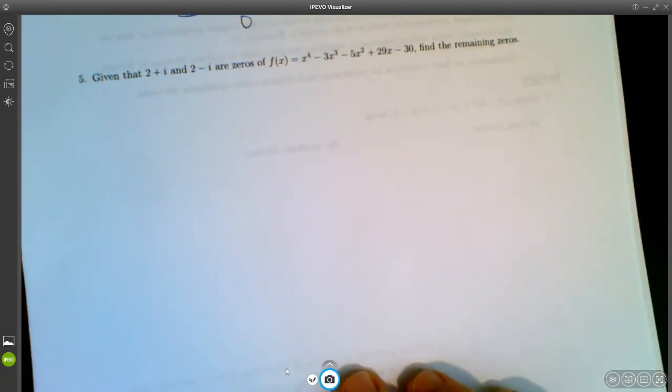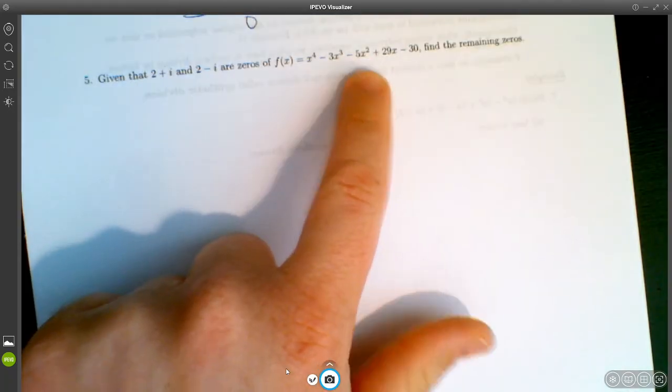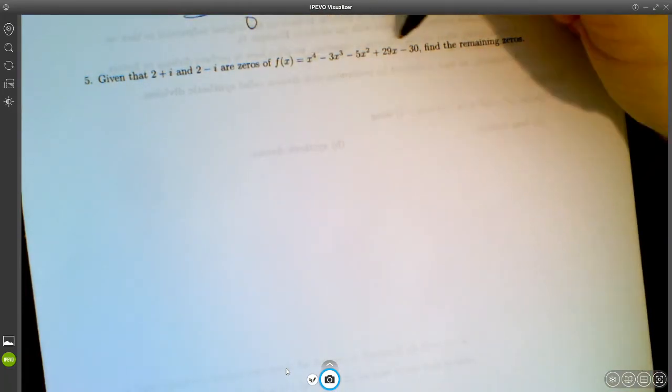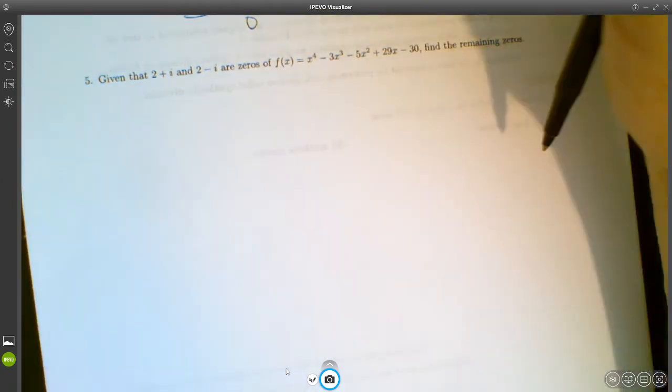Let's look at another one. Number 5 says, given that 2 plus i and 2 minus i are zeros of this thing, find the remaining zeros. Well, this is a 5-term polynomial. I don't have any techniques for factoring 5-term polynomials. So if I want to find the rest, I'm given 2 of the zeros, but I've got to factor this thing, and I don't know how to factor it.